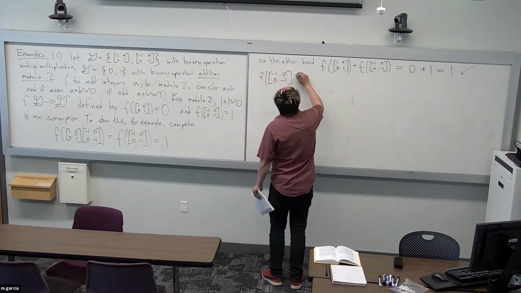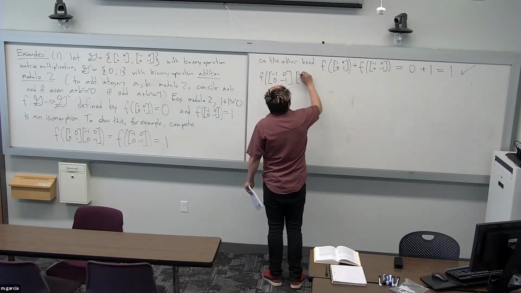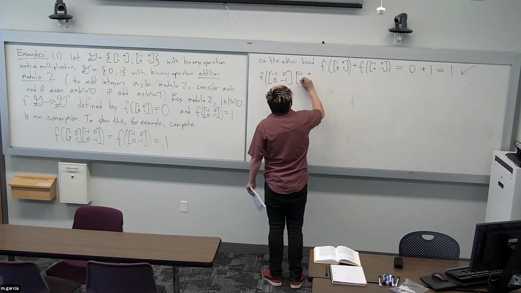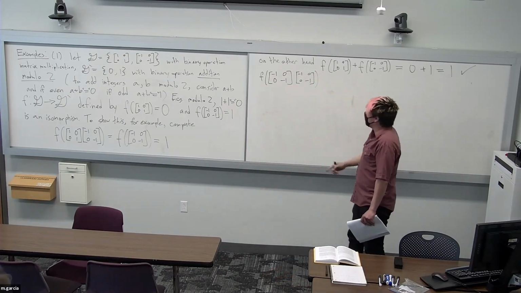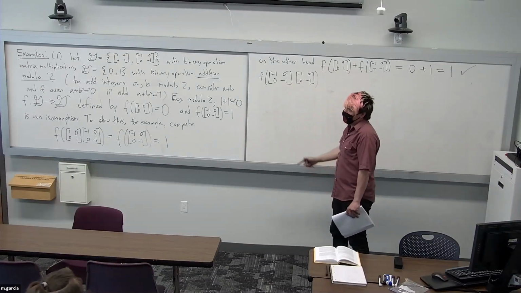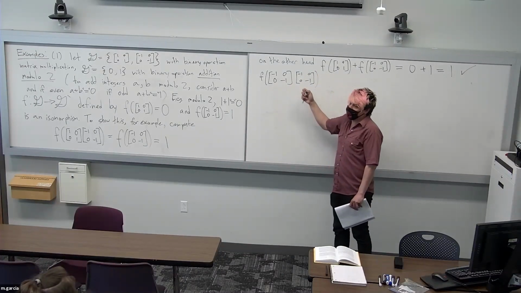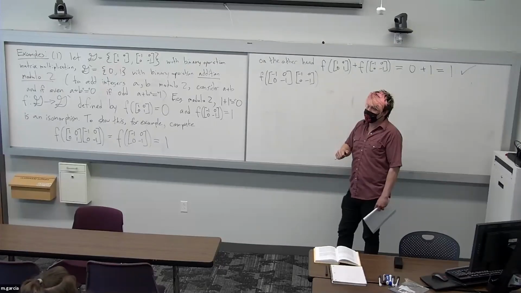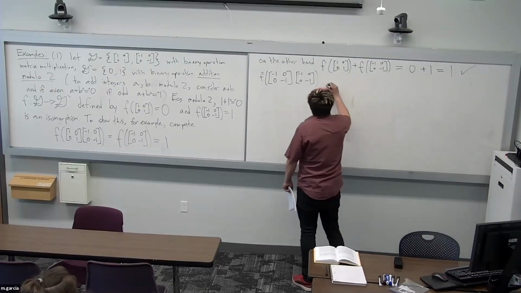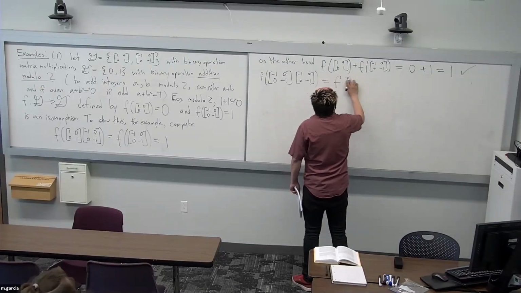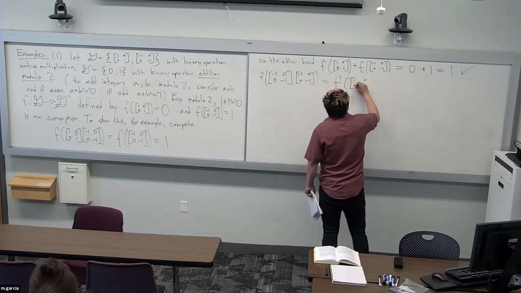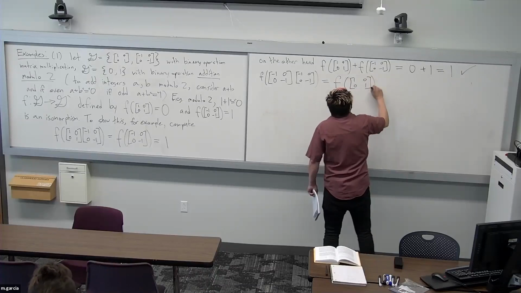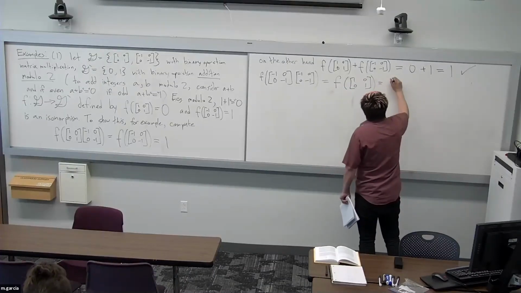What happens when we square the negative of the identity matrix? f of negative identity times negative identity. Well, in G, what is negative identity times negative identity? The identity, yeah, good. Okay, so we want to compute f of the identity. Well, by definition, this is just 0.